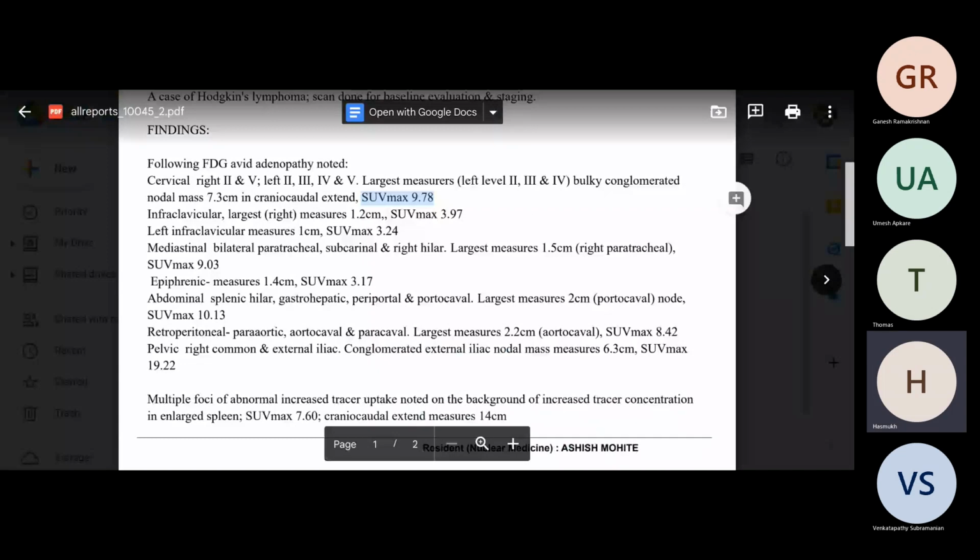Now that could vary from case to case. If that is important to you, then generally it's a range. Sometimes you can have very low uptake in Hodgkin's lymphoma, it could be just 4 or 5, and sometimes it can even be around 20-25. But if that is important for you, then yes, I think Ashish should be the right person to give you a range for this. Yes, okay.